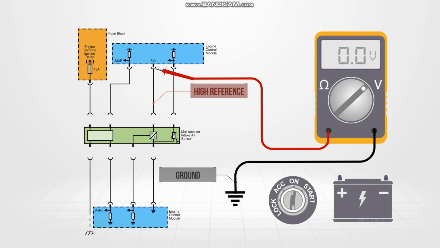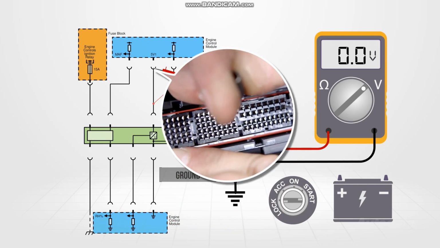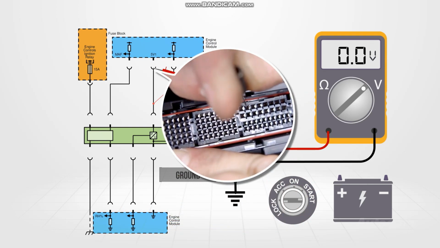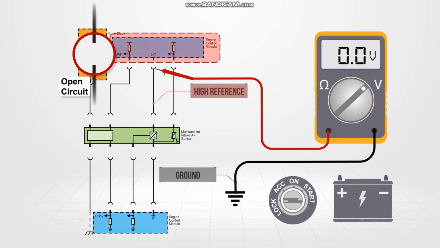If voltage is still not seen, turn the ignition off and disconnect the ECM harness connector. Check for terminal tension and corrosion. If the tension is okay and no corrosion is seen, then the open must be within the ECM.